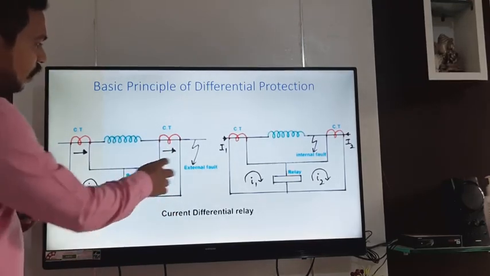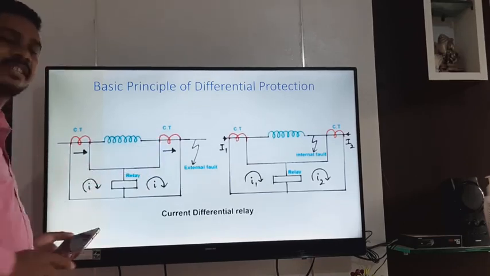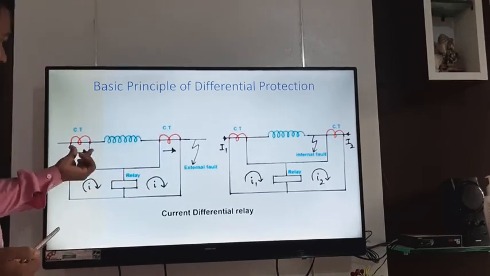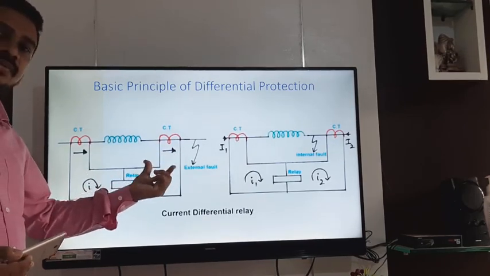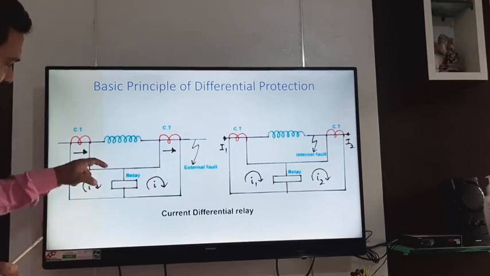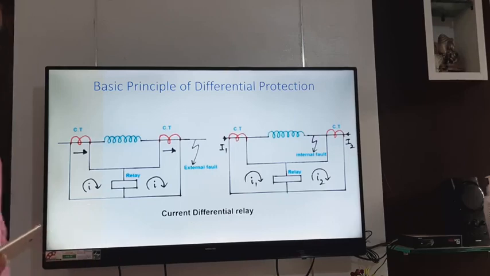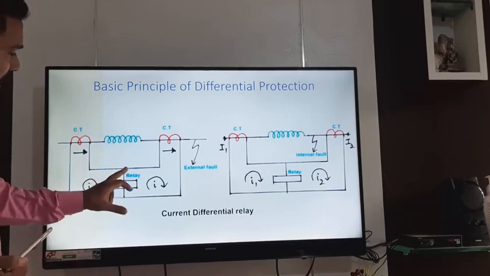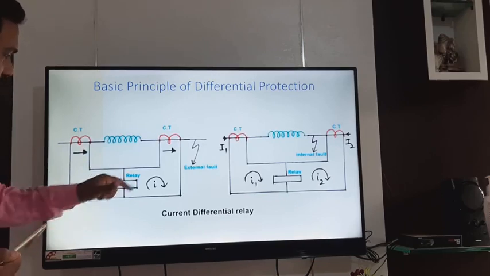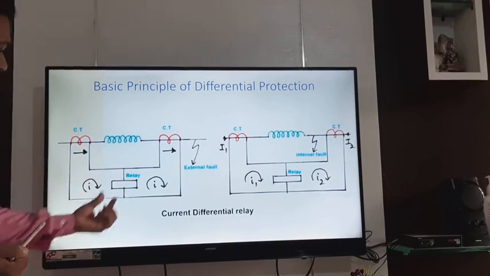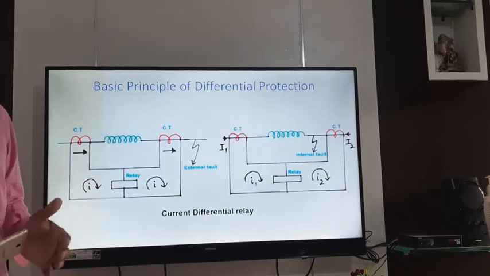When an external fault occurs, the primary current of CT1 and the primary current of CT2 are both the same. So the secondary current of CT1 and the secondary current of CT2 are also the same. So I1 minus I2, the resultant current, is equal to 0. No current will flow through the operating coil of the relay. As the current is not flowing through this relay, the relay coil is not energized and it will not give a signal to the circuit breaker.